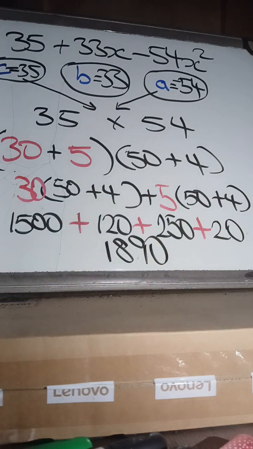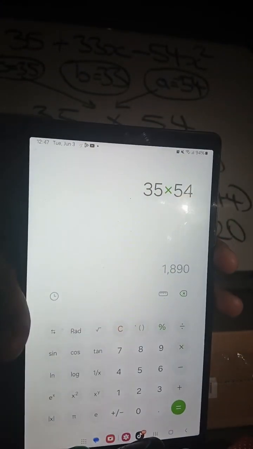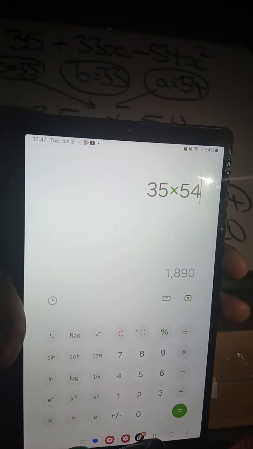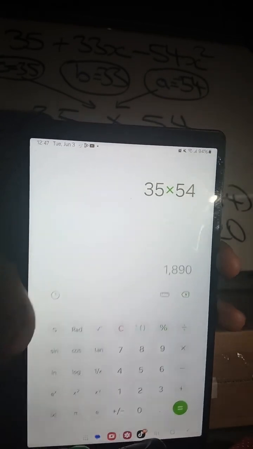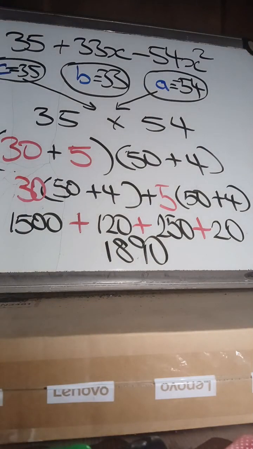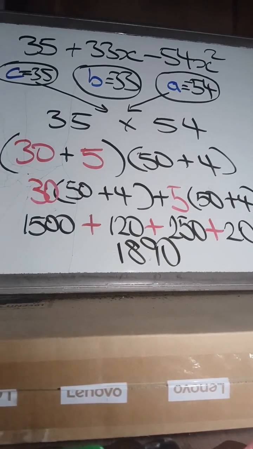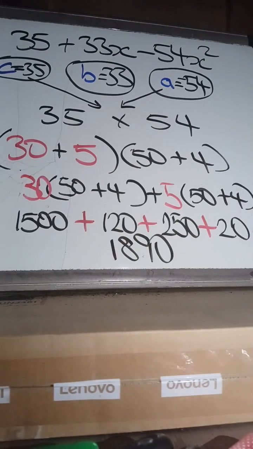Alright, now go ahead and calculate and see if that works. Well, looks like it did. So we did get 1890 after all of that. So yeah, look at that. Look how the distributive property came to save my life. Now, remember, this part is just AC.